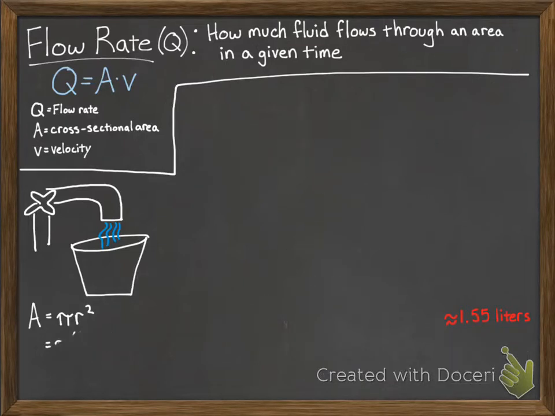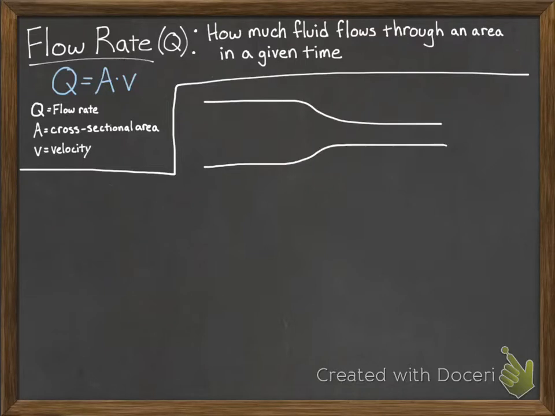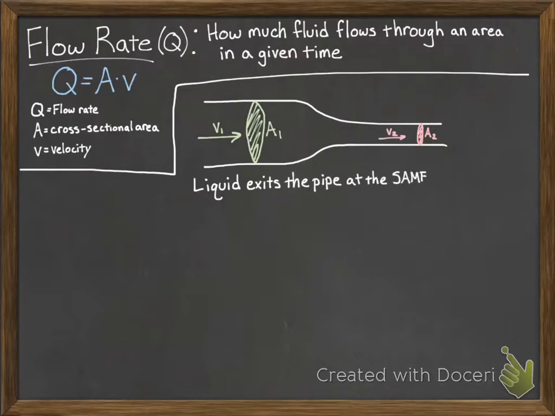Alright, let's try one more example. This one's, again, slightly different. We've got a pipe that starts out a little wider and then narrows. So we've got a different area at the beginning than we do at the end. That means the velocity is going to change also. The flow rate here is going to be the same at either point, because the amount of liquid that exits the pipe is going to be the same as the amount of liquid that enters the pipe. So our flow rate has to be the same at any point in the pipe.